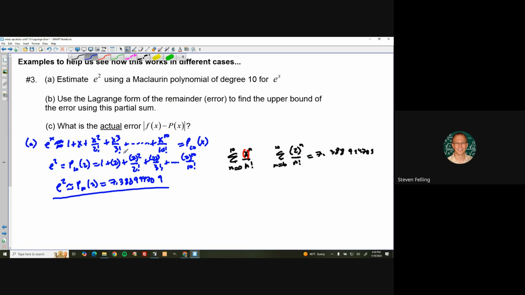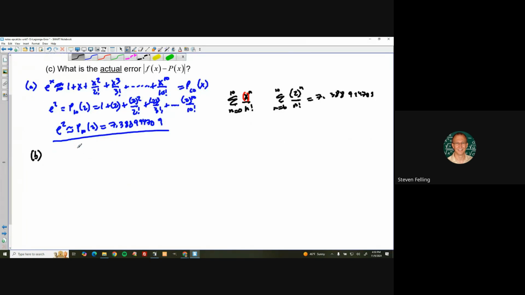Okay, the second part of the problem says use the Lagrange form of the remainder to find the upper bound of the error. So for that, I'm going to write this, and here's where we're going to get to something that's really new. The Lagrange form of the error says that, similar to alternating series, the absolute value of the error is less than or equal to the first neglected term. But that first neglected term is the n plus 1th derivative evaluated at some value which we call z over n plus 1 factorial, and then x minus c to the n plus 1 power. This is the rule for the Lagrange error.